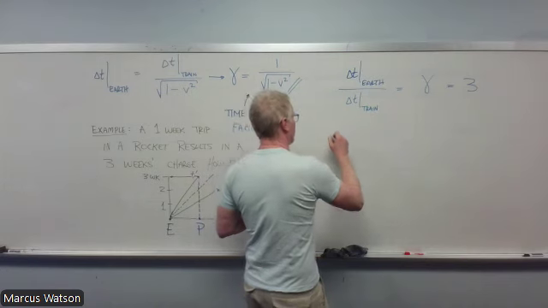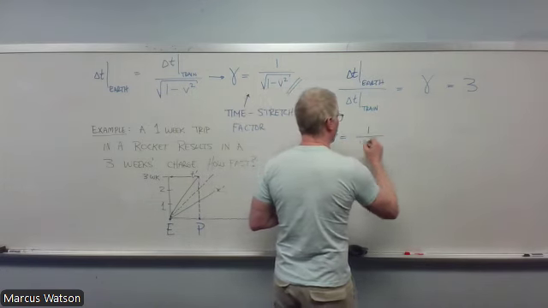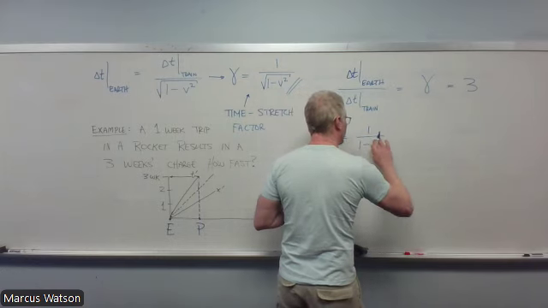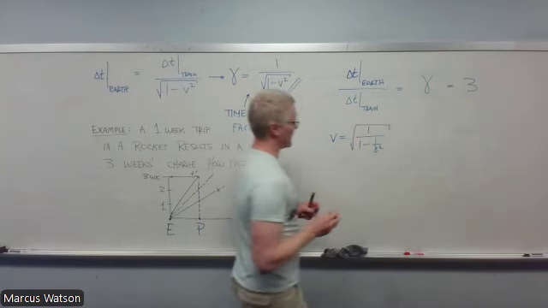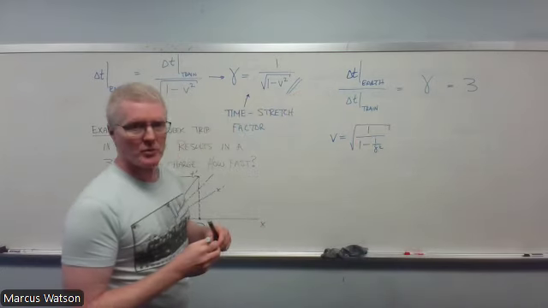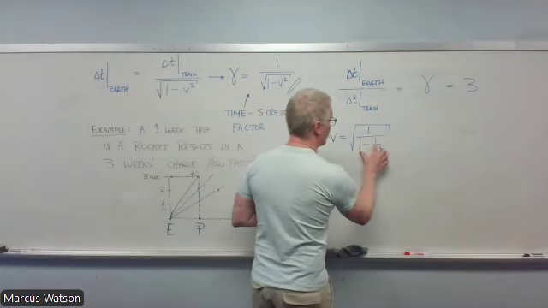So that means I'm going to get V equal to, I've got to square it, flip it over, subtract it from 1, and then square root it. Okay, it should look like that. 1 minus 1 over gamma squared. Square root of that. Okay?